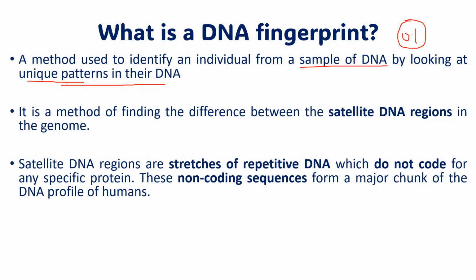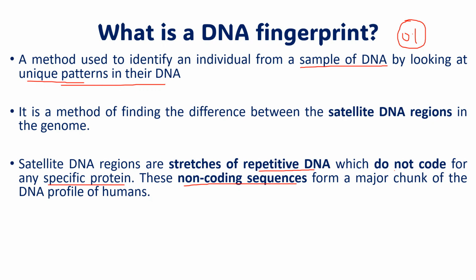The same sequence of DNA can be repeated in two different persons, but the number of repeats differs. In my case, the same sequence is repeated 10 times, it might be repeated 11 times in you, 12 times in your brother, or 13 times in your sister. So the number of times it is repeated might be different, or the sequence might be different. Now, the satellite DNA regions are stretches of repetitive DNA which do not code for any protein. So they are non-coding sequences of the DNA, which initially we used to call junk DNA.